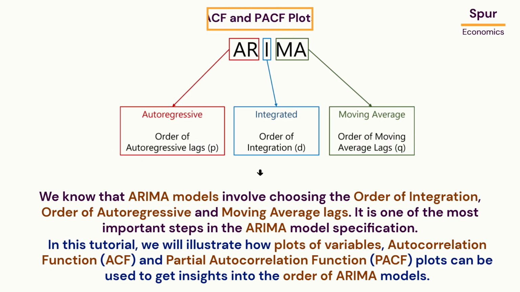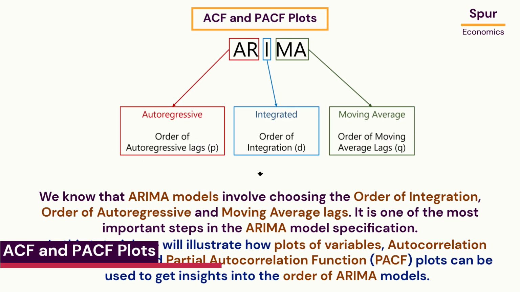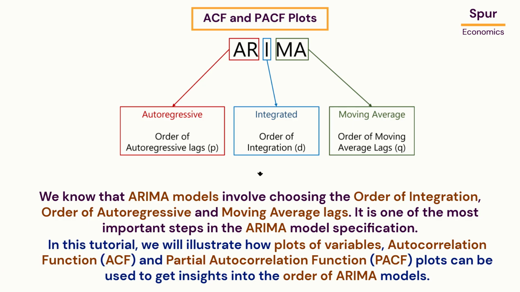We know that ARIMA models involve choosing the order of integration, order of autoregressive and moving average lags. It is one of the most important steps in the ARIMA model specification. In this tutorial, we will illustrate how plots of variables, autocorrelation function and partial autocorrelation function plots can be used to get insights into the order of ARIMA models.